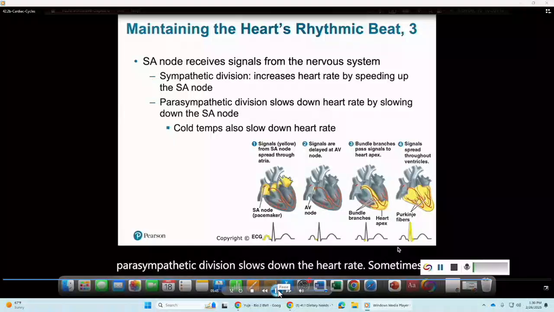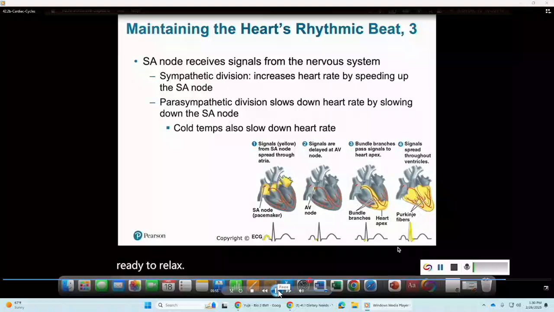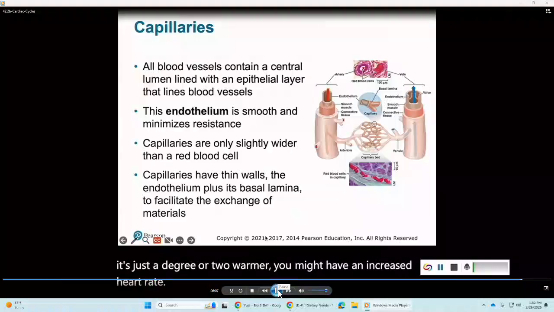So the parasympathetic division slows down the heart rate. Sometimes this is called the rest and digest part of your nervous system. It slows down the heart rate when you're ready to relax. Cold temperatures can also slow down the heart rate. High temperatures can increase the heart rate. You might have noticed when you have a fever and your body is a little bit warmer, like just a degree or two warmer, you might have an increased heart rate.